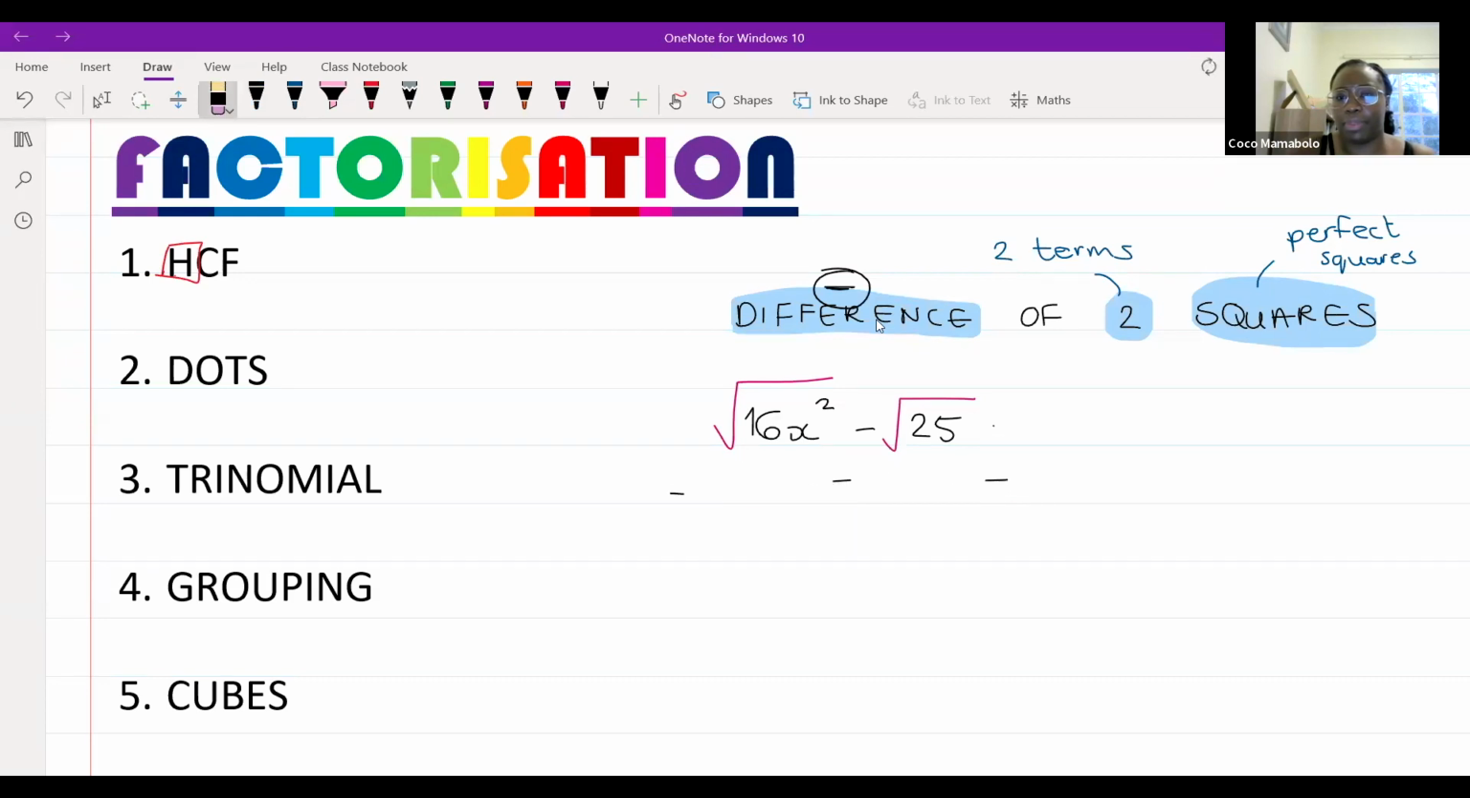Okay. I'm going to do this. I'm going to go x plus 1 all squared minus 4.